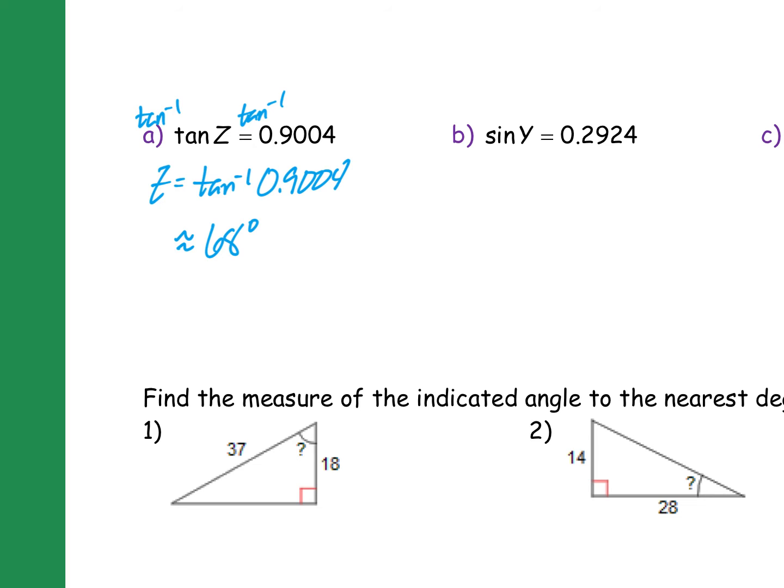Oh, A is not 68 degrees? No, I was looking at number 1. Oh, sorry. Sorry about that. What is it? 42 degrees? 42 degrees. Okay.